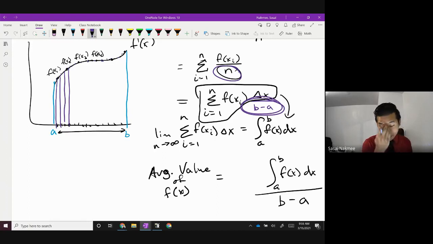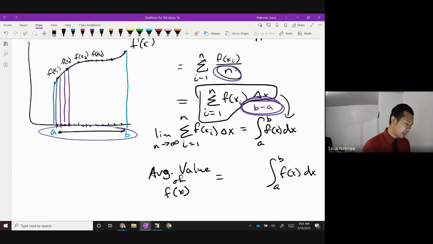But this looks messy. This looks sloppy. When you find these in your books, they don't define it as this, but that's generally where this division by b minus a comes from. It's the division of this total right here. But they don't write it like that. To calculate the average value of a function f of x, they write it as the integral from a to b of f of x dx, but they multiply it by the fraction 1 over b minus a.